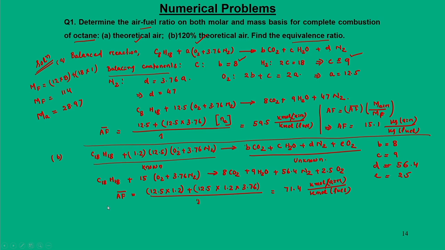Now, once we know air fuel ratio, we can write this air fuel ratio on mass basis, that is F bar into MA by MF. So, this number would be 18.15 kg air by kg fuel.